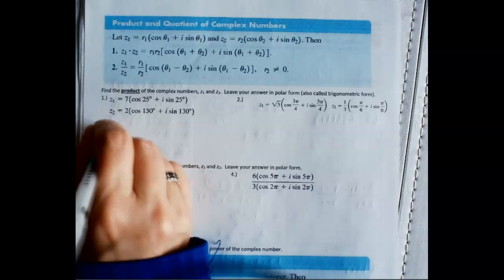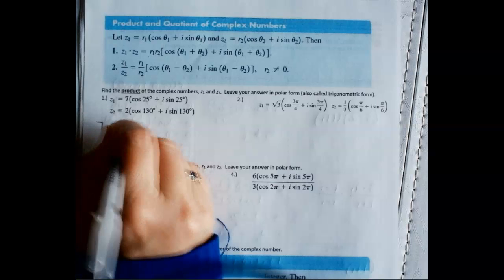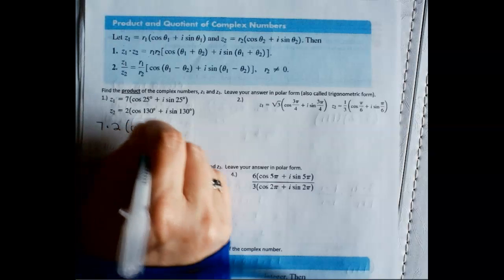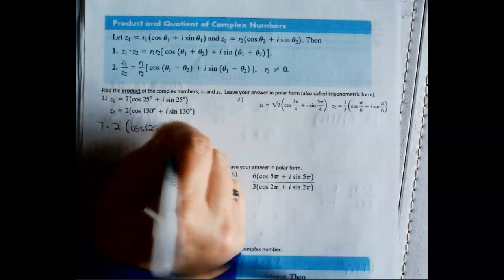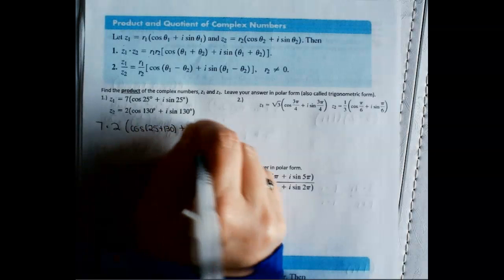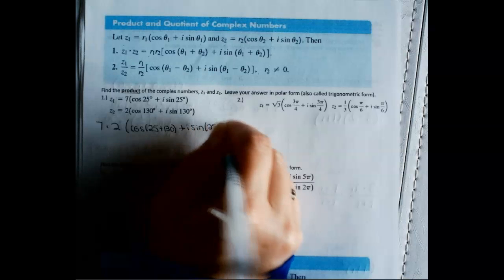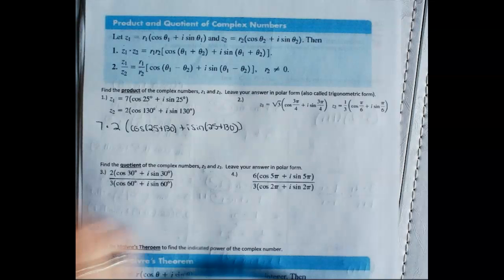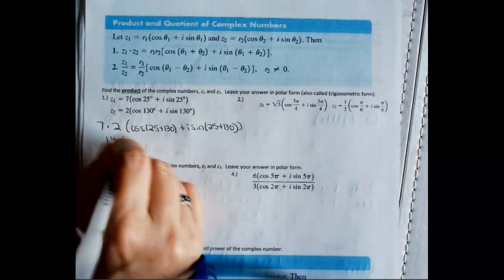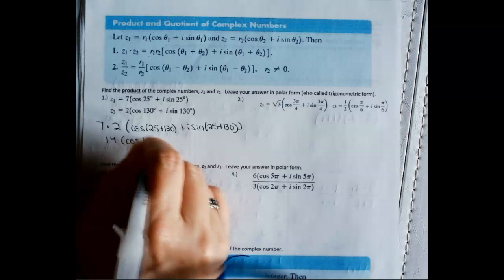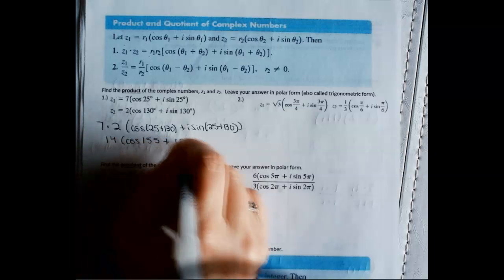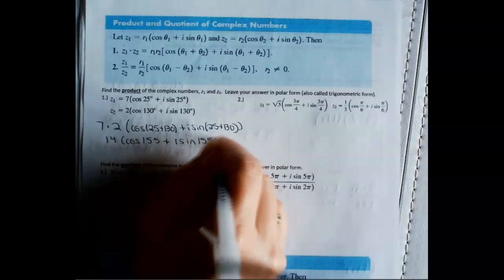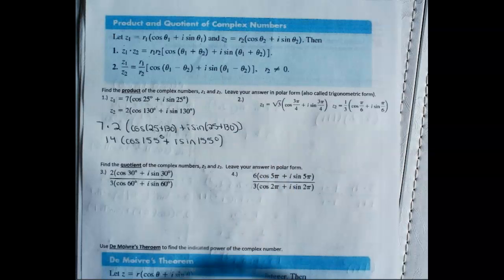So we're taking our two magnitudes, 7 times 2, and then we've got cosine of 25 plus 130 plus i sine of 25 plus 130. So we end up with 14 cosine of 155 plus i sine of 155. Now the directions say leave it in polar form, but if we wanted to go back, we could change it to complex form.